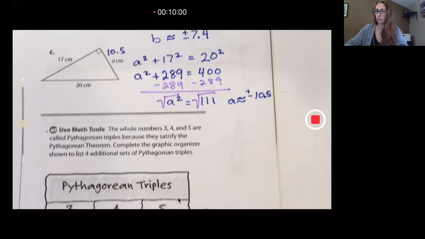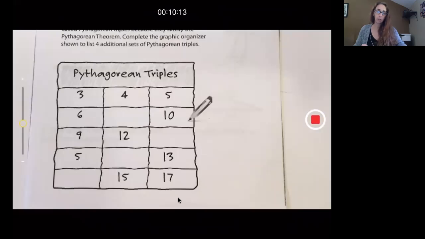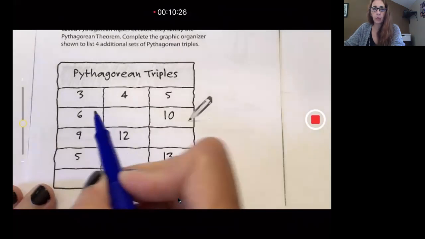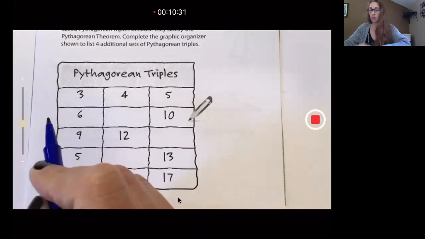Right, at the bottom, we have Pythagorean triples. Now, these are sets where you're going to find that they're perfect squares. So we're not going to have any of those rounding types of problems. That being said, if you find that your answer is not coming out to be a perfect square, then go back and check your work. So we already did this one at the beginning, the 3, 4, 5.